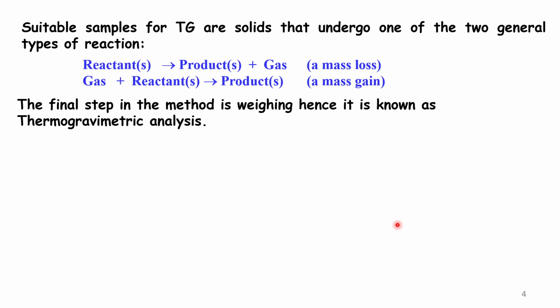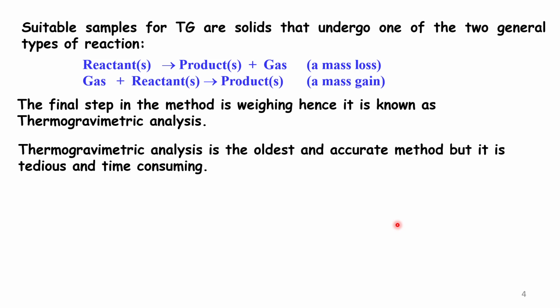In thermal gravimetric analysis, the final step is the weighing. That means when any material is heated, then after the physical or chemical changes we take the weight of that substance. This method is known as the thermogravimetric analysis.